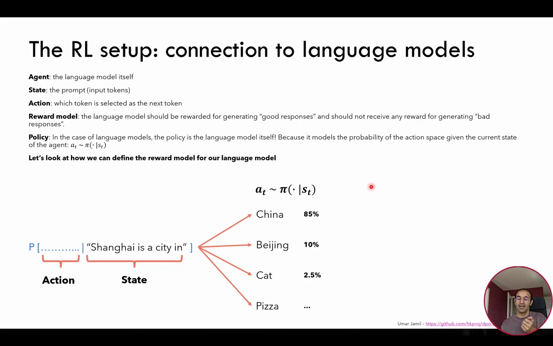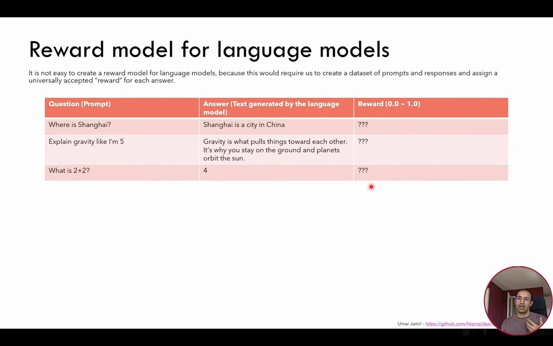Now you may be wondering, okay, but how do we define the reward model for a language model? Well, one way would be to have a list of questions and answers generated by the language model, and then we can give a numeric reward to each one of them, and then we can use some reinforcement learning algorithm to feed this reward model to the language model to optimize it. But the problem is, what kind of reward can we give to each of these pairs of question and answer?